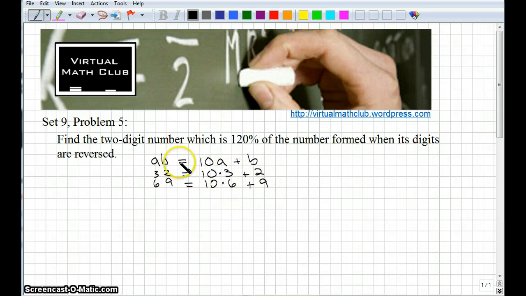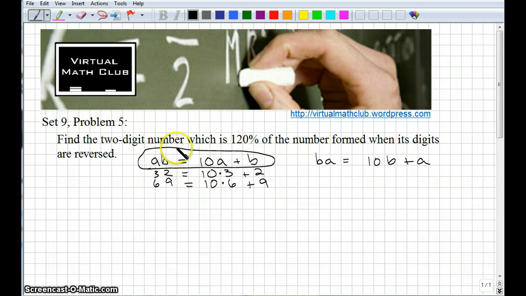But we don't know what number we're dealing with. We just know that it's a two-digit number. So the two-digit number I am going to write like this: AB is equal to 10A plus B. And if we write the number with the digits reversed, we have BA, and that's going to be 10B plus A. So that's expanded notation, and that should help you get started with this problem. All right? So I'm going to go ahead and solve it.